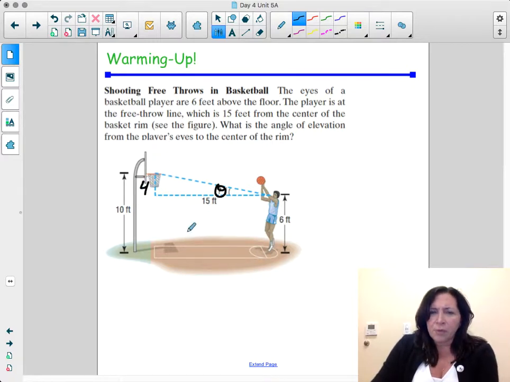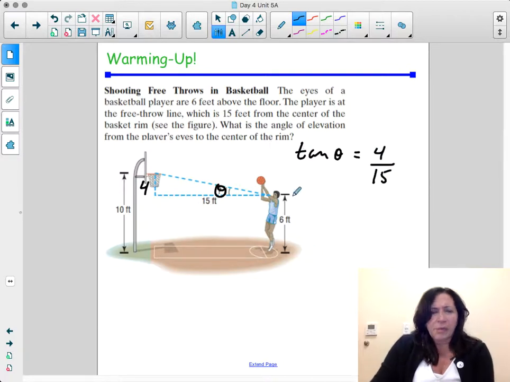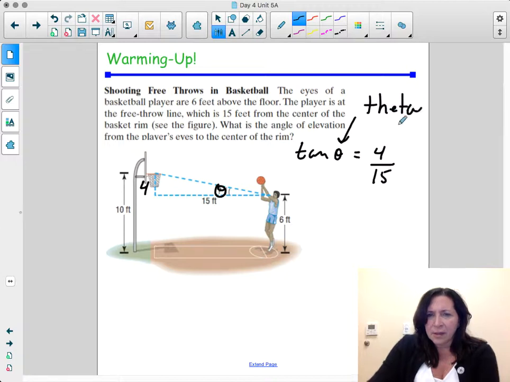This is going to be 4 feet because you have a full 10 minus 6 is 4. We're going to use tangent of an angle. So we're going to say tangent of an angle is equal to opposite over adjacent. For this problem, we are going to solve for theta or angle. This value right here, what I'm saying is theta. That's just another form, a symbol for angle. So tangent of theta is equal to 4 over 15.